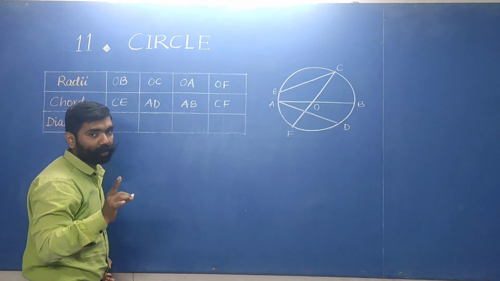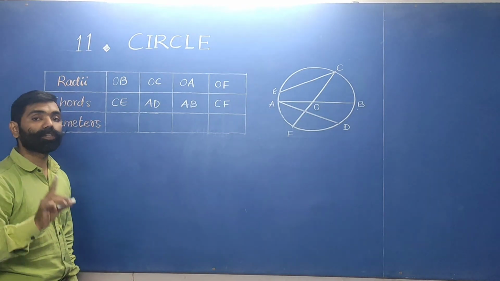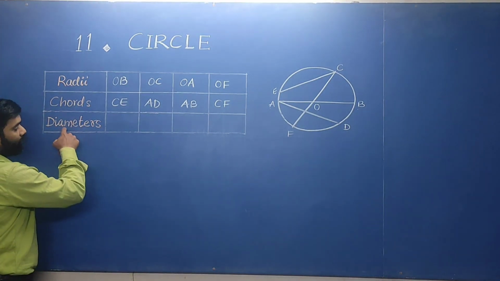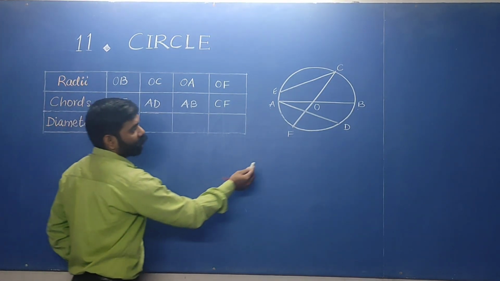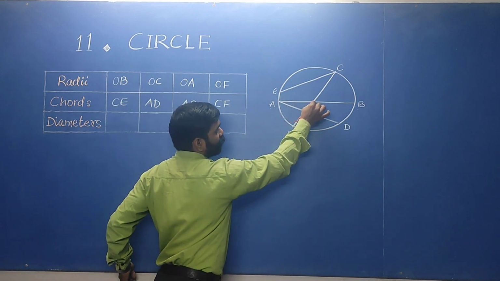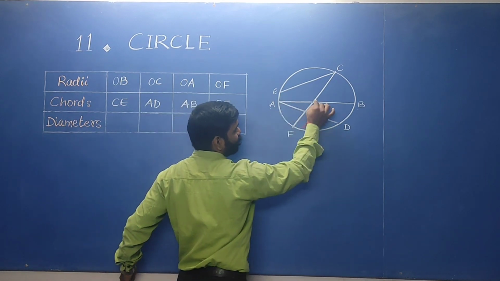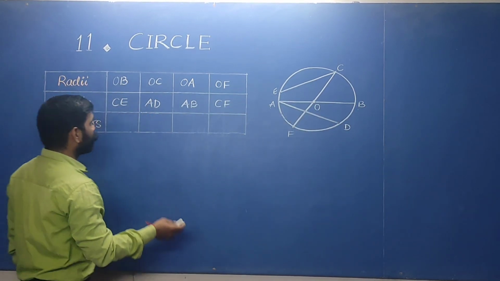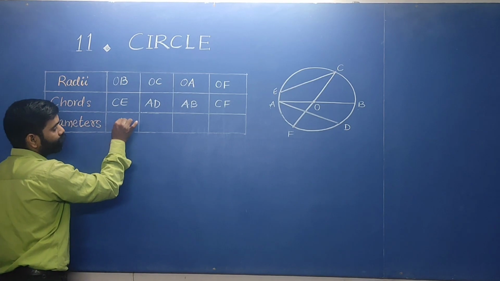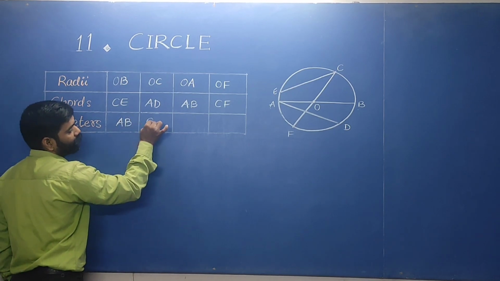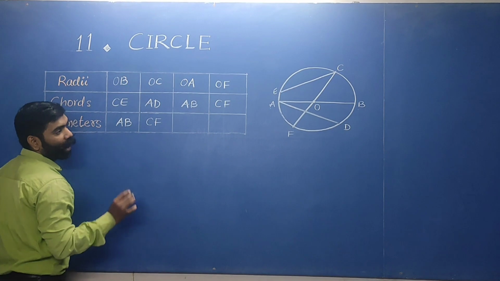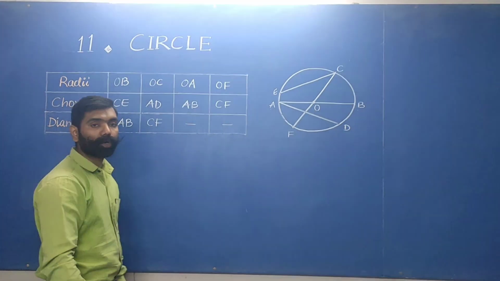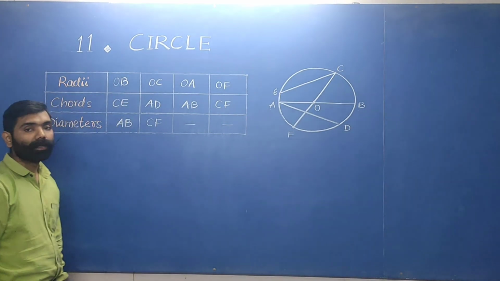Diameter is the largest chord, students. Keep in mind, diameter is also a chord. Diameter is the largest chord of the circle. Here we need to find diameters. As you can see, the diameter is the segment which contains the center. So diameter is AB and diameter is CF. There are two diameters, so we will keep 2 in this box. Okay students, this is this.